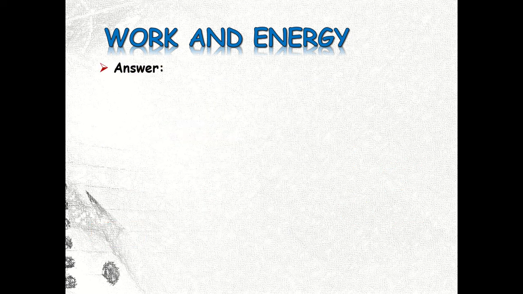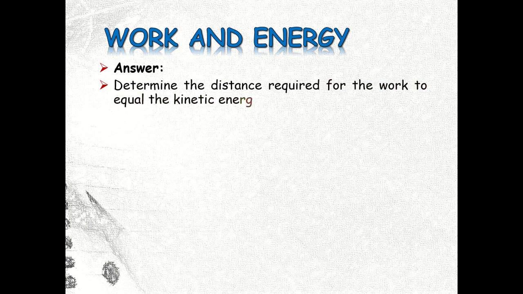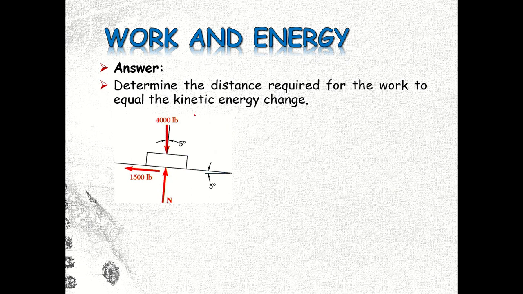Okay, so next is to determine the distance required for the work to equal the kinetic energy change. From the resolved forces, we have this illustration, class, the free body diagram. If this is 5 degrees, the inclination, then with reference to the normal, the angle between the weight and the normal line is equal to 5 degrees as well. We can form something like this.